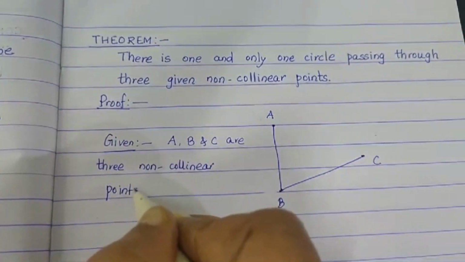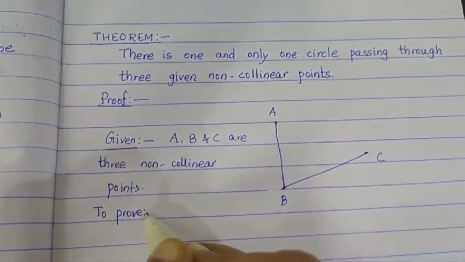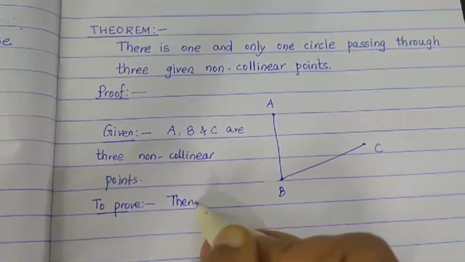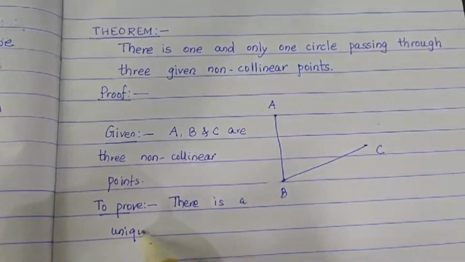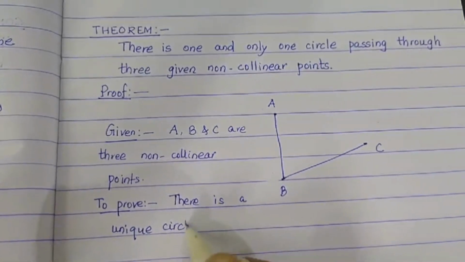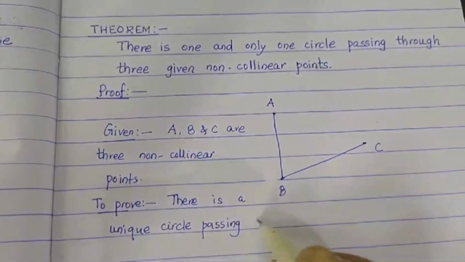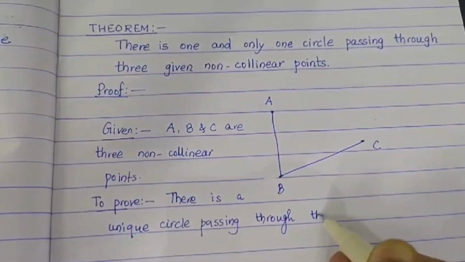What we need to prove? To prove that there is a unique circle passing through these points.